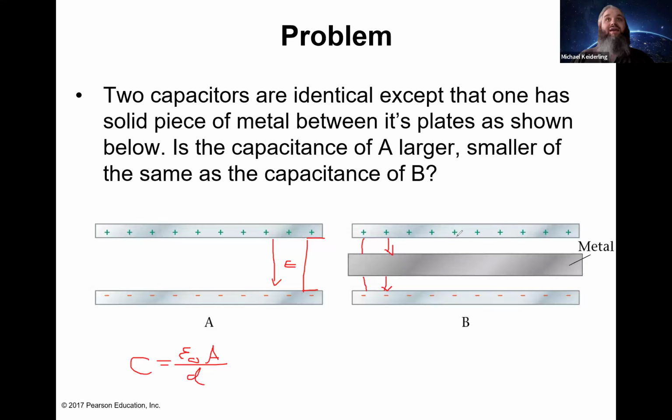And so this effectively has plates that are closer together. So B has a higher capacitance than A. A has a smaller capacitance than B. I will clear my drawings and then, oops.